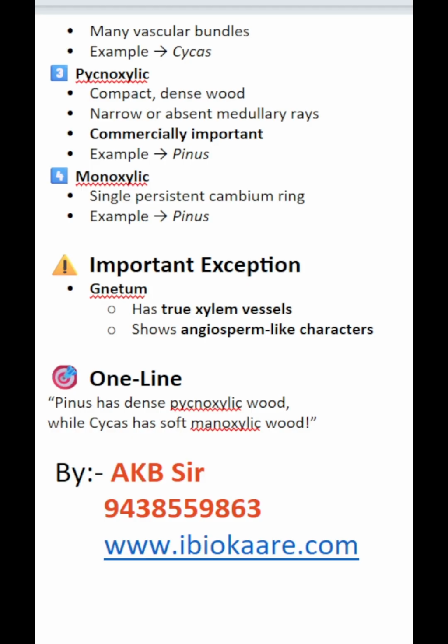Okay, this is all about this wood. In the next video we'll discuss the life cycle and its class.